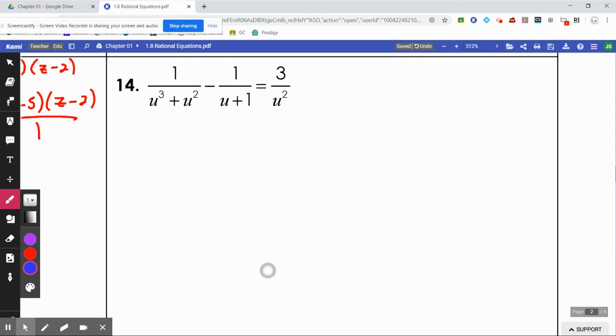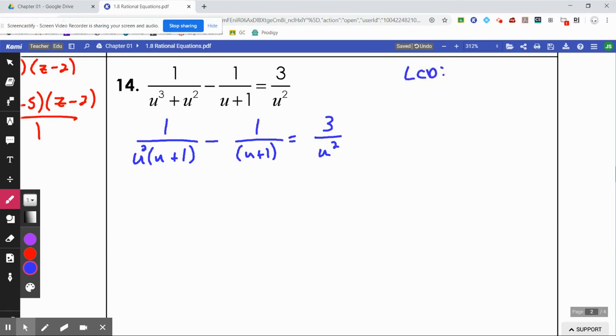Let's factor to see what our common denominator is. On the bottom, let's pull a u out. You're left with u squared plus 1. Or actually, let's pull a u squared out, and you're left with u plus 1. Minus 1 over u plus 1, this is already factored, so let's put it in parentheses, equals 3 over u squared. So the least common denominator could very easily turn into u squared times u plus 1. Again, all you would need here is to multiply top and bottom by u squared, and multiply top and bottom here by u plus 1, so there's your common denominator.